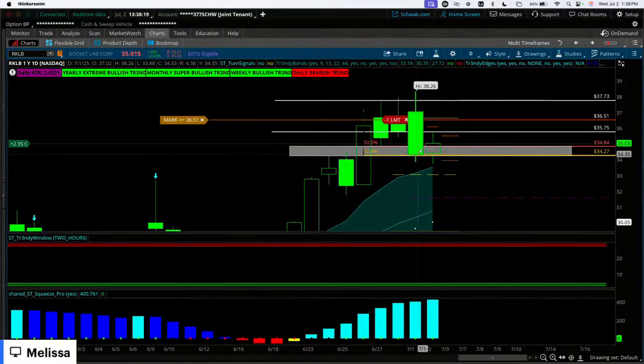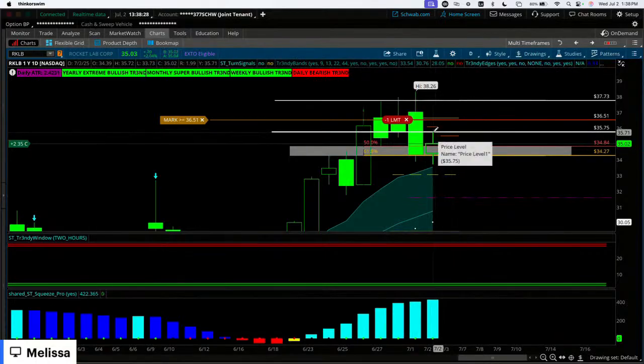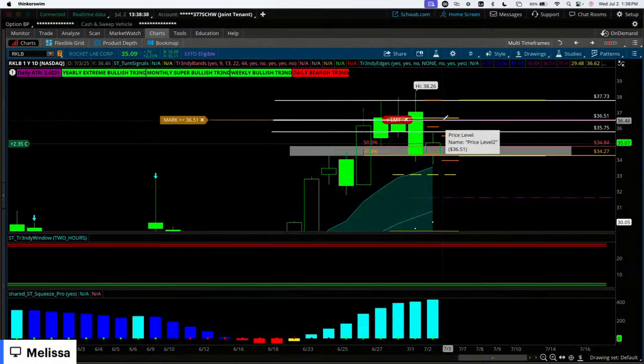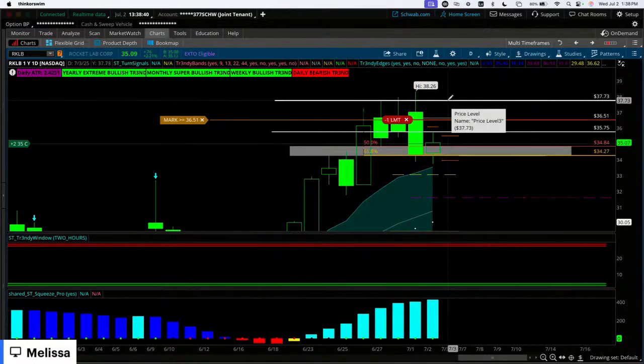And so I got the trade executed here in the golden pocket. And then today I've been able to take a trim at this 35.75 level and now have a break even stop on the trade, looking for 36.51 and 37.73 for the remainder of the position.